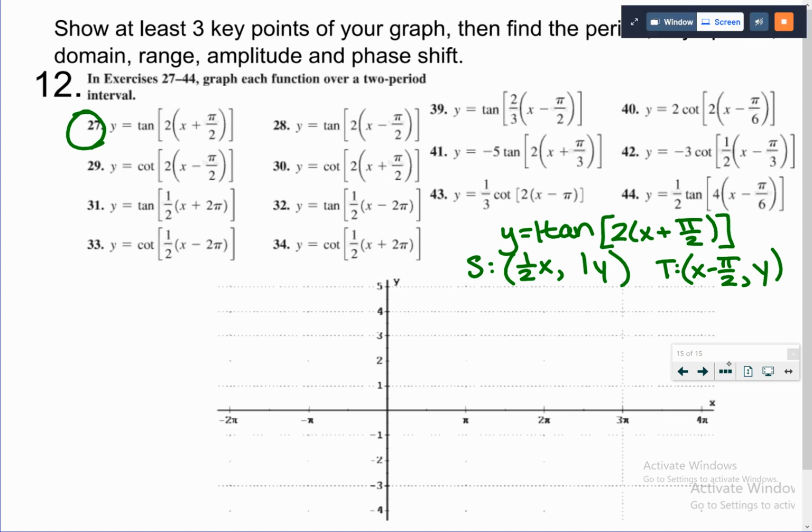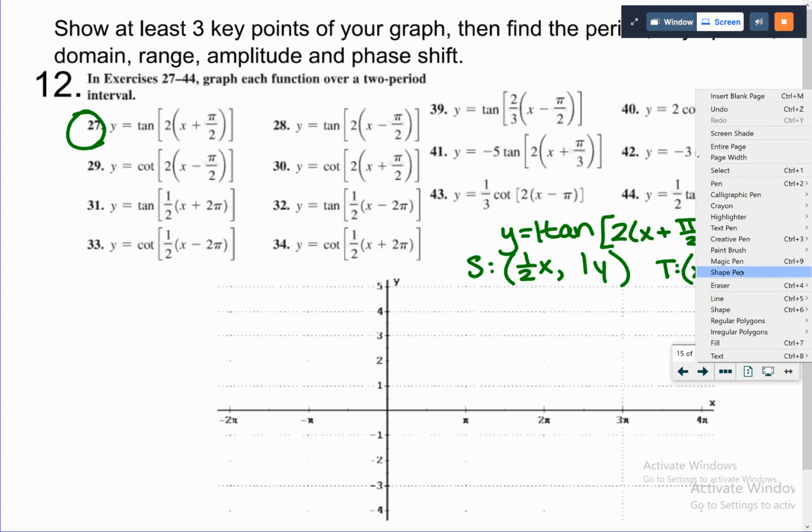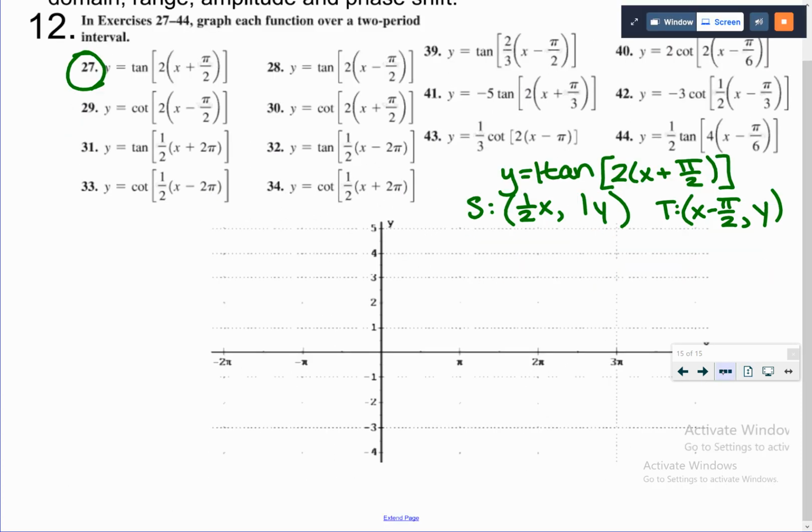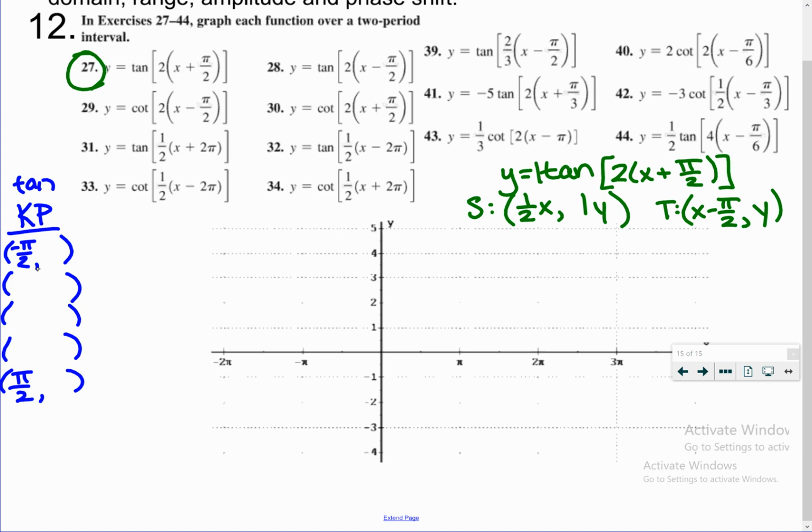All right, so key points. Let me see if I can move my graph over a little bit. I'll just move it down. How about that? Okay, key points. Tangent and cotangent are different. If it is tangent, you're going to start at negative pi over 2 and end at positive pi over 2. I would say that's probably the minimum that you want to remember. It's quadrant 4 to quadrant 1 on our circle. Then you just find what's in the middle of those. What's in the middle of negative pi over 2 and pi over 2? 0. What's between 0 and pi over 2? Pi over 4. What's between 0 and negative pi over 2? Negative pi over 4.